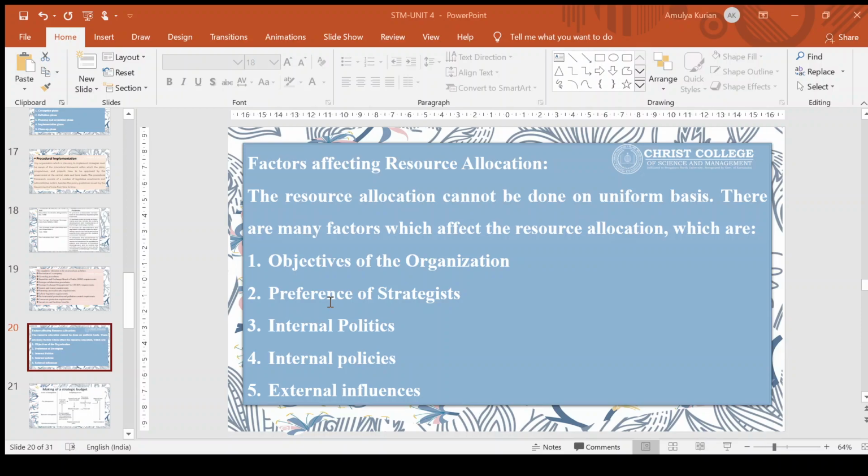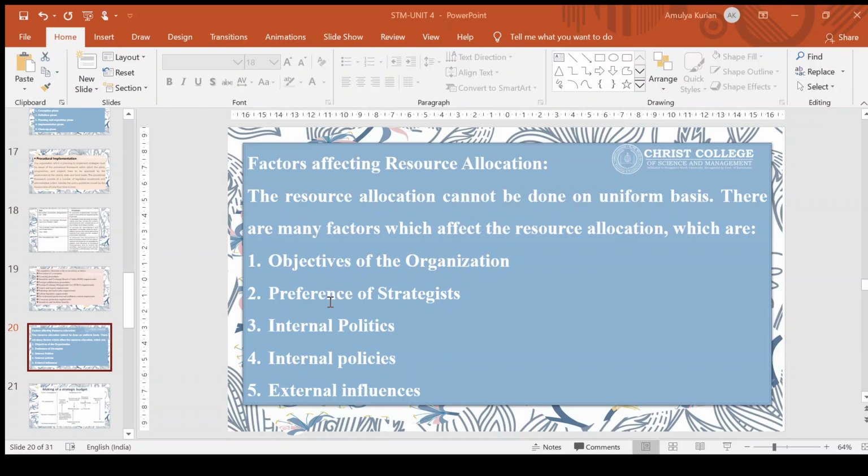The next one is internal policies. Internal policies are based on negotiations and bargaining, which affects the resource allocation. How each department or each unit or each operating functional unit is able to negotiate themselves and bargain for the resource allocation. So that is the fourth factor.